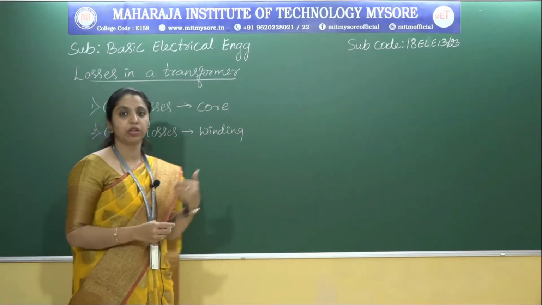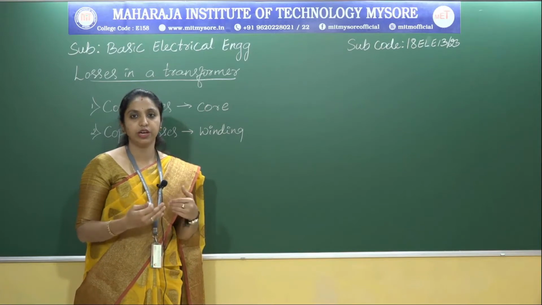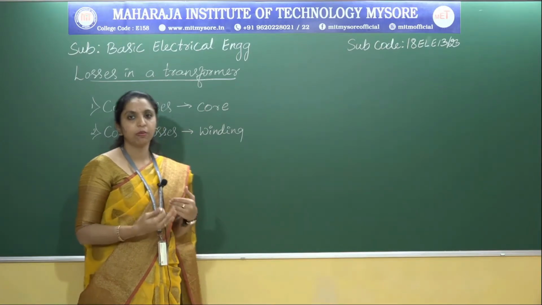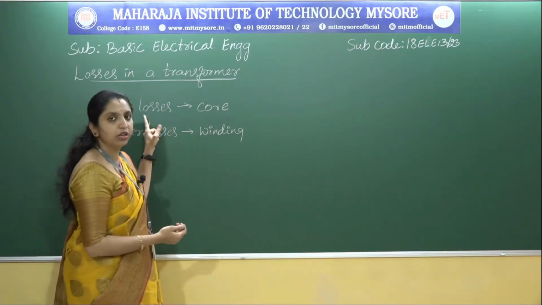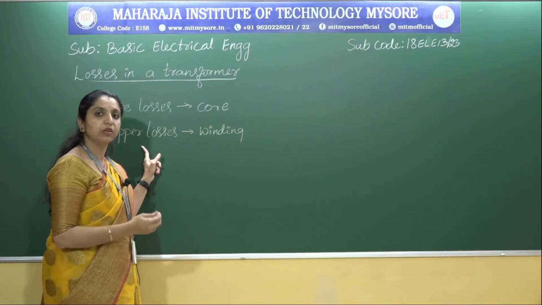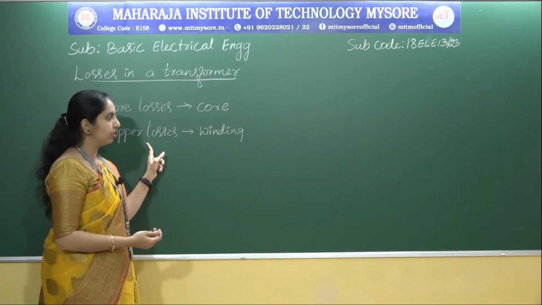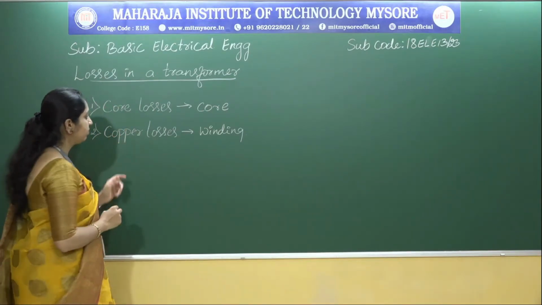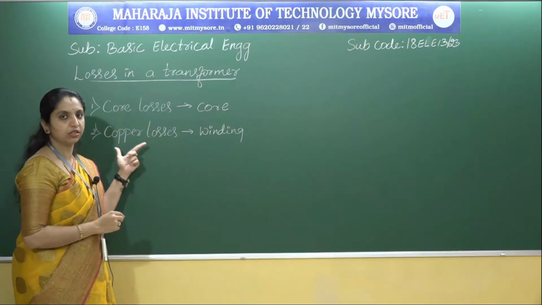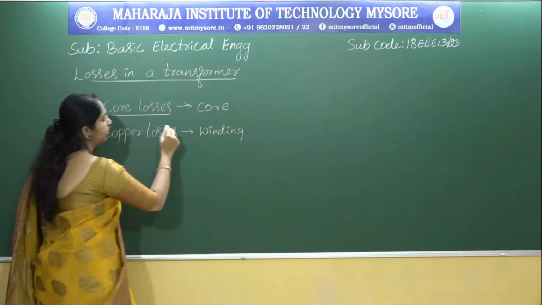So here we have two types of losses. The loss which we find in the core part of the transformer is called core loss, and similarly the loss which we find in the winding part of the transformer is called copper loss. So there are two types of losses, copper losses and core losses.